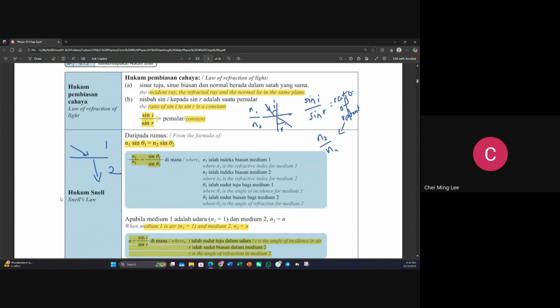He's trying to say that the relationship between the angle of refraction and the refractive index is correlated, and the ratio between them is constant. It will not change. Okay, so this is what Snell's law is trying to say. All right, jot this down.